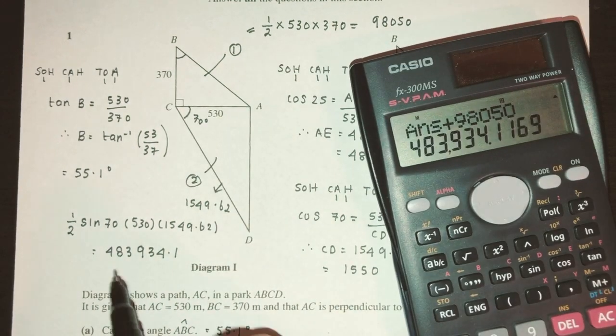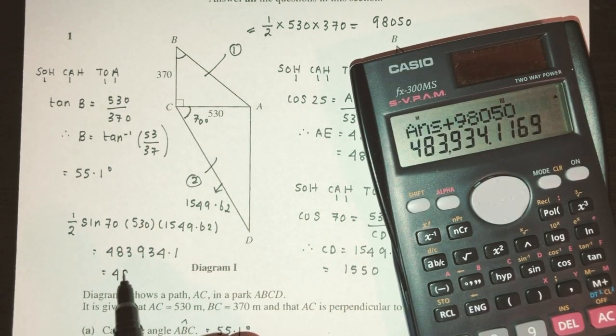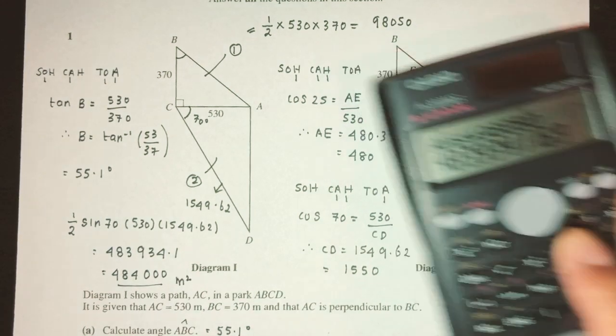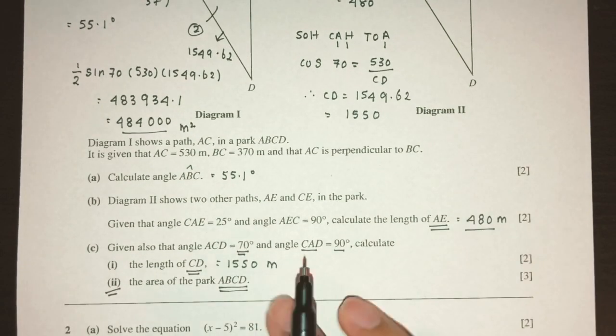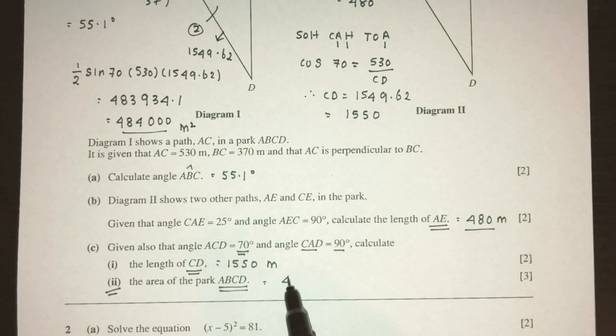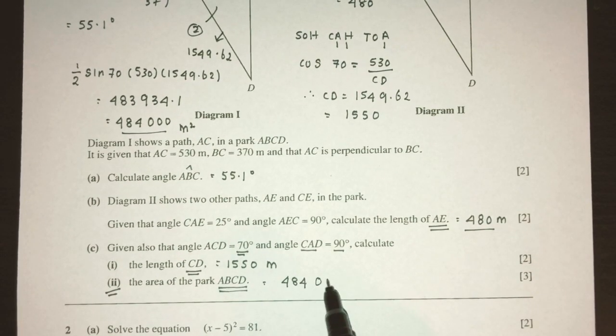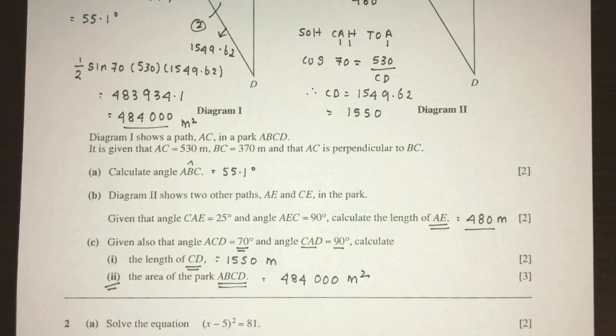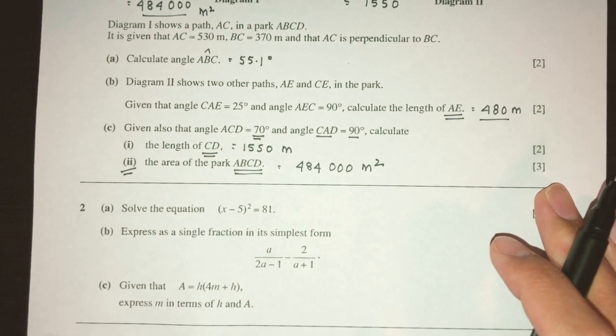Now correct to 3SF. That will be 484000. That will be the area of the park of this ABCD, which is 484,123 meters square. That is your question number 1. Let's move on to question number 2.